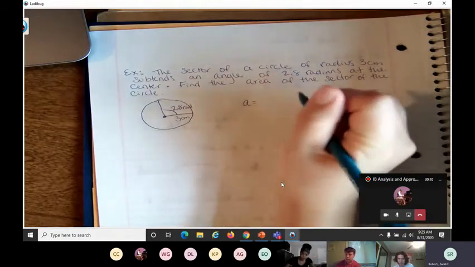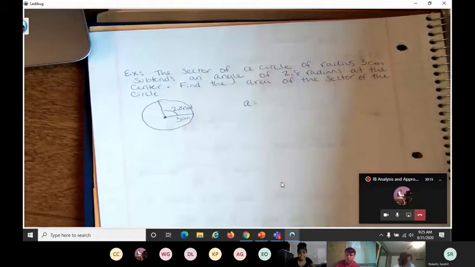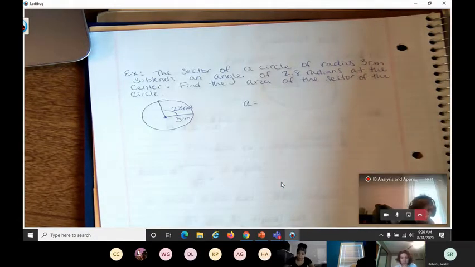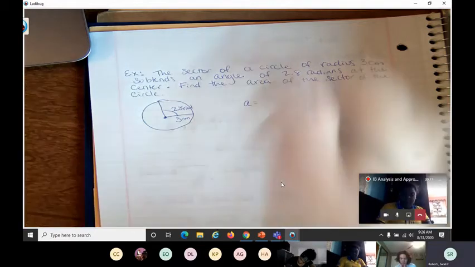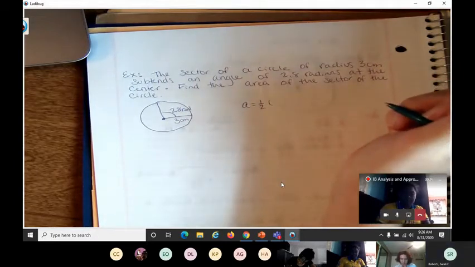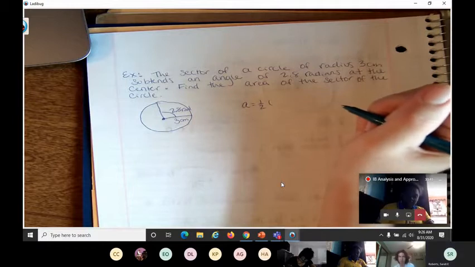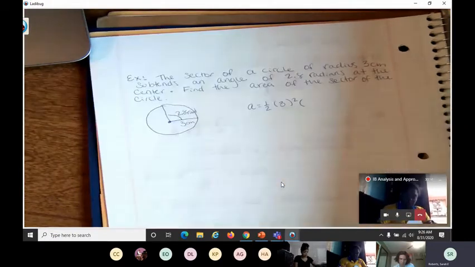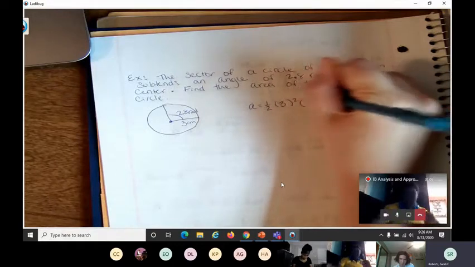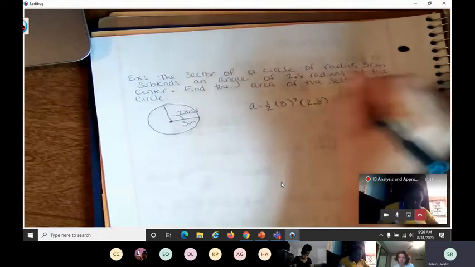So area, using our formula that we've been given, is what, Worries? One half r squared. What's r? Radius. It is the radius, but what is the radius for this problem? What's the value? 3. Yeah, so 3 centimeters squared, and then times what? The central angle, which is 2.8. Yeah, and it's in radians. Very good. Okay, and so this is going to be equal to some sort of centimeters squared.